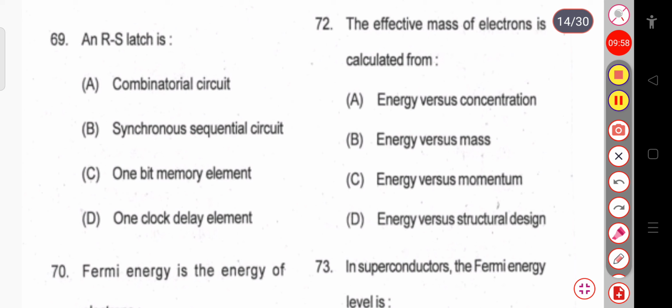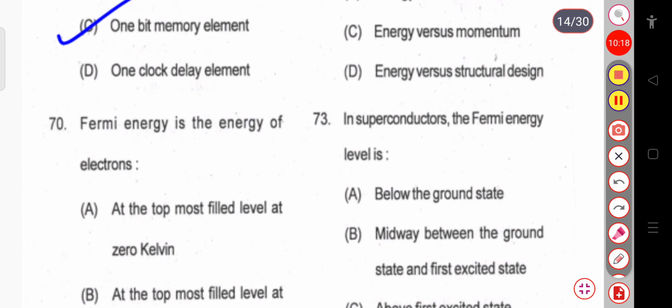An RS latch or SR latch is a combinational circuit, or synchronous sequential circuit, or one bit memory element, or one clock delay element. So basically the SR latch is one bit memory element. This is one bit memory element. Now let us see the next question.